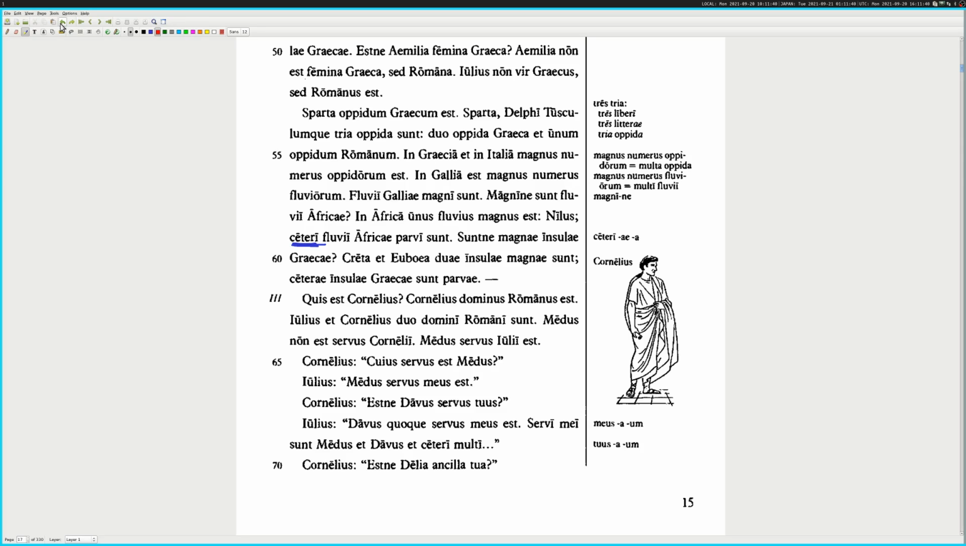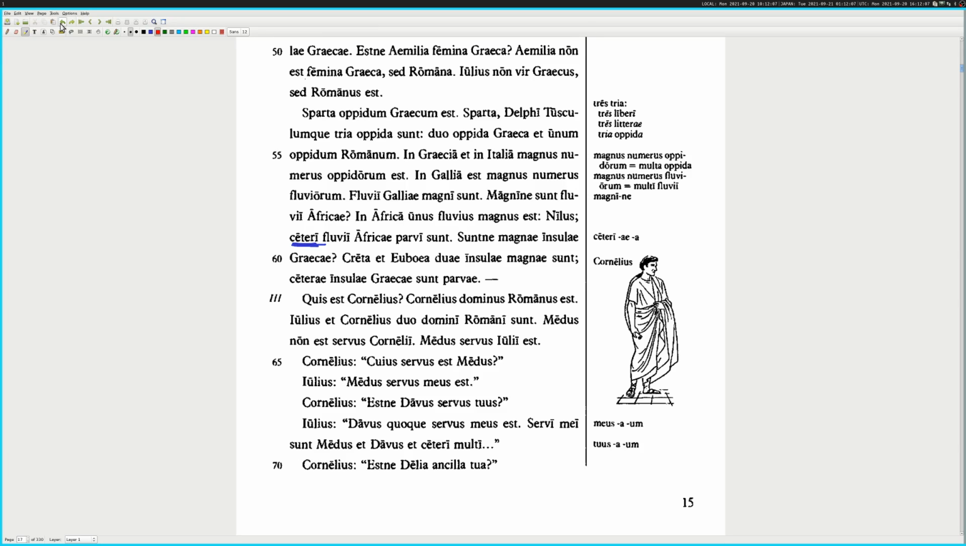Cornelius, is Davus your slave? Julius: Davus quoque servus meus est. He's also my slave. Servi mei sunt Medus et Davus, et cetera. Okay, there's etc. Davus is also my slave. My slaves are Medus and Davus and the rest and many others.